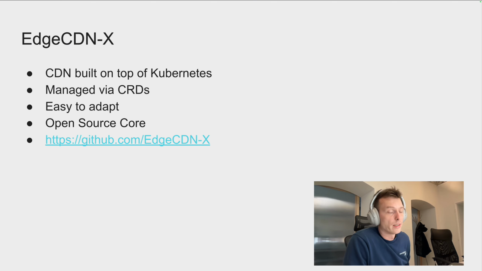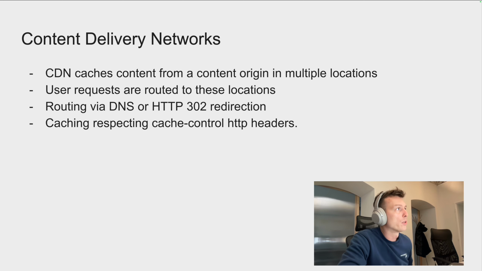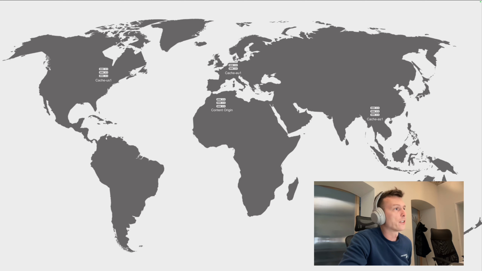So what is a CDN? CDN stands for Content Delivery Networks, and it is caching content from a content origin in multiple locations. Certain content caches are placed across the globe. In this example, we have 4 of them, one in the US, one in Europe, one in Australia, and one in Asia. And our content origin is running somewhere in Africa.